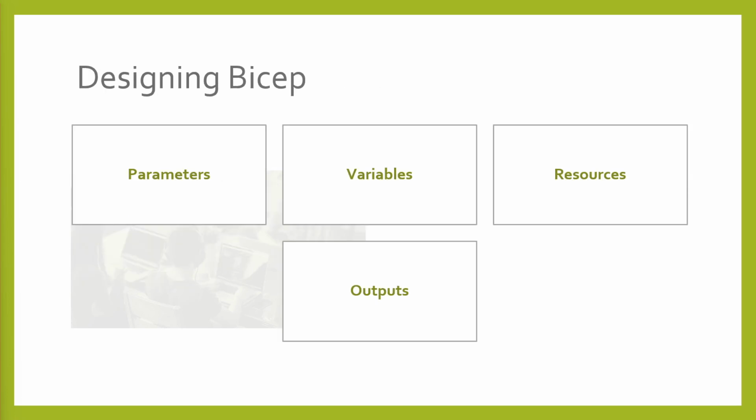So when we talk about designing Bicep, we're really thinking about the concepts of how we can pass values into Bicep, which we call parameters, and how we can create variables within our Bicep file, so that we can leverage some common names across different aspects of the Bicep structure. Obviously, we're going to be defining resources such as App Service. And then there's also the capability to output any of the results, such as the name of the App Service that is being created.